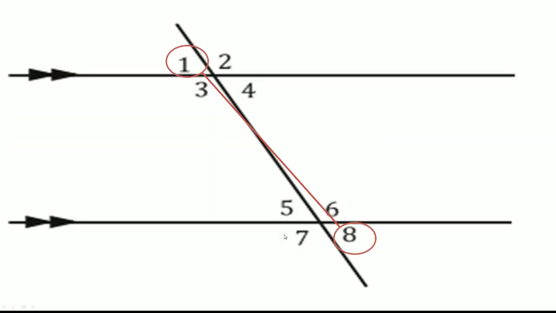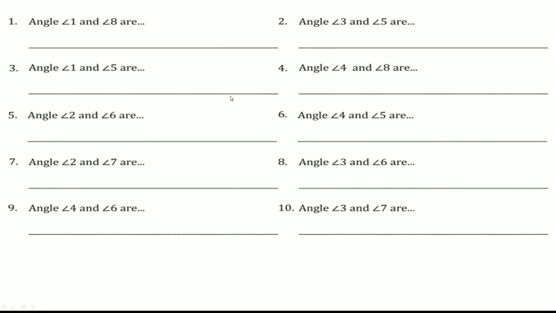So number one, you could see that 1 and 8 here, based on your core concept, are alternate exterior because again, they are on the outside of the parallel lines and they are switching, so they're alternating. So you would say this is alternate exterior. Do you see how they do these problems? You would have to look at the image to the right and look at the core concept to tell you which academic vocab it is.